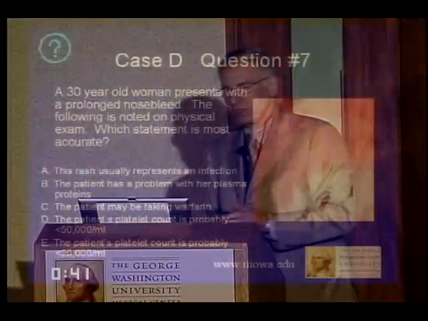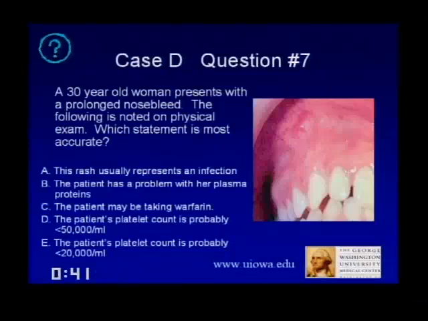So with that introduction, we have a 30-year-old woman presenting with a prolonged nosebleed. The following is noted on physical exam. I point to you where the abnormality is. It's not in the teeth. Which statement is the most accurate?